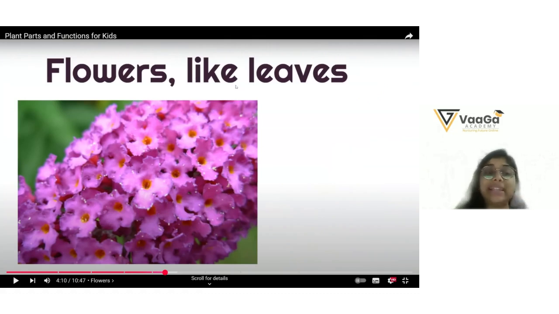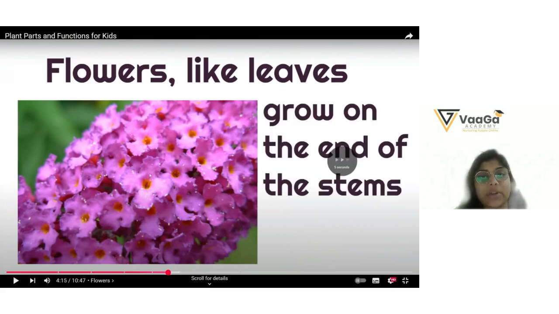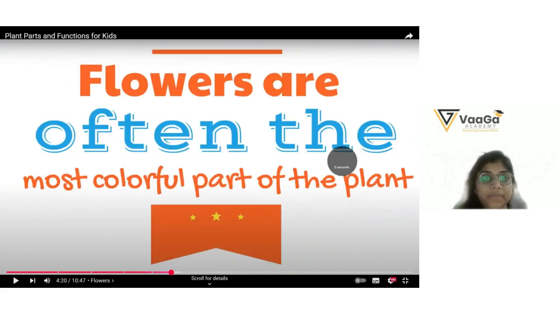Now let's learn about flowers. Flowers are like leaves. These are the flowers, and they look like leaves. Like leaves, flowers grow on the end of the stems. Flowers are also kind of leaves, which grow on the plants.